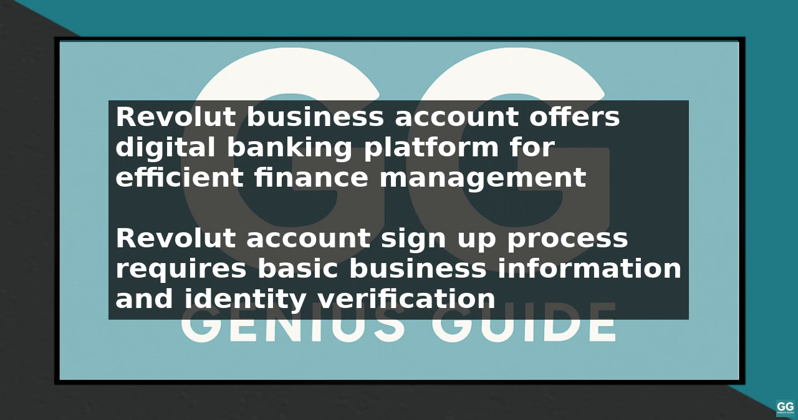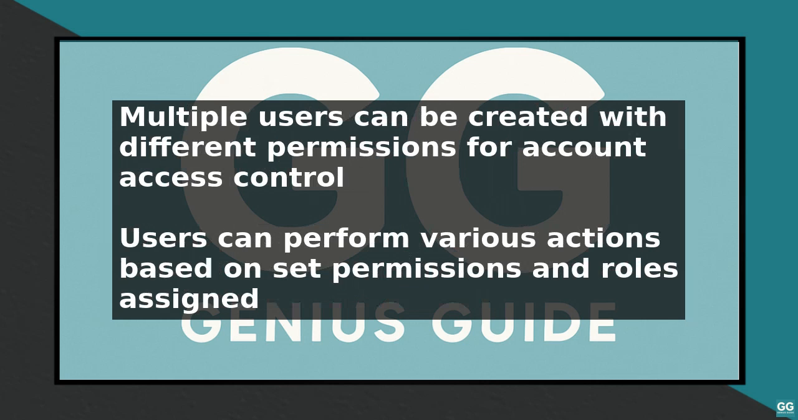Firstly, to get started with a Revolut business account, you need to sign up on the Revolut website or through the mobile app. The sign-up process is straightforward and requires you to provide basic business information and verify your identity. Once you have set up your account, you can start using the various features.